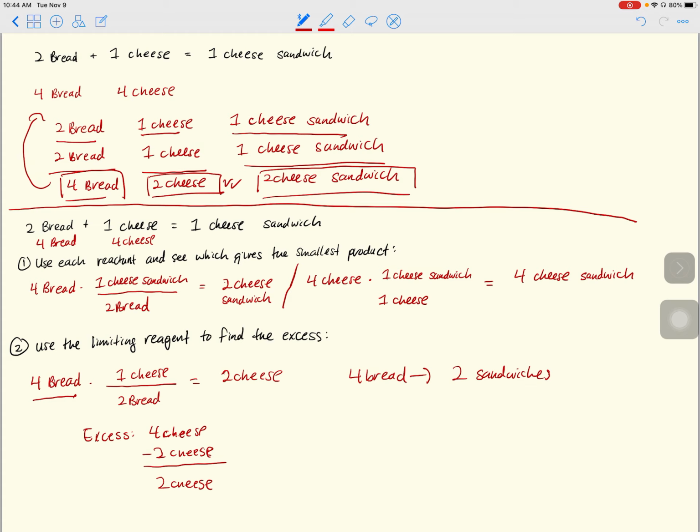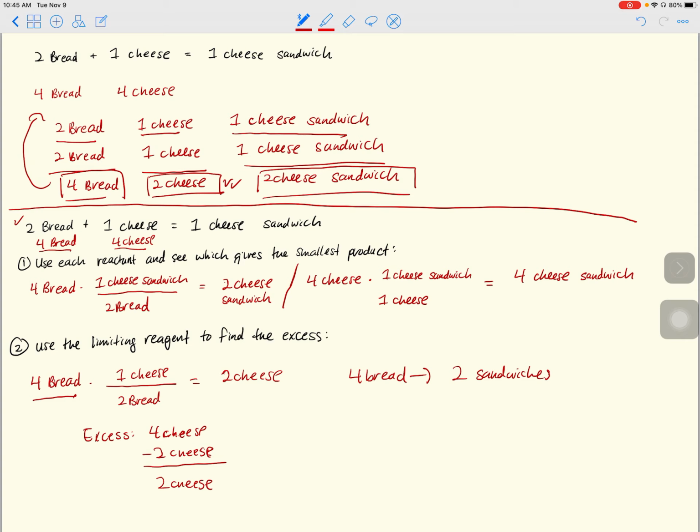Okay? Now let's just say hypothetically some of you hate cooking or you just hate cheese sandwiches in general. And so we can use mole ratio to see how many cheese sandwiches we can make. I just rewrote the equation right here, and we have 4 bread and 4 cheese. And that's what we had in the fridge. This time we're going to use the mole ratio to see how much product we can make.